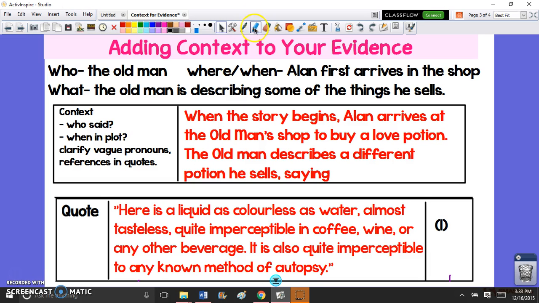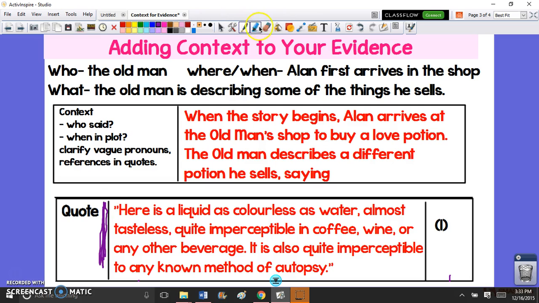So to give you an example, I'm going to go back to the story we read at the beginning of the year, The Chaser by John Collier. And the quote that I'm going to use is right here on the bottom of the slide. I took a quote from the first page of the story when the old man is describing the glove cleaner or the poison. He says, "Here is a liquid as colorless as water, almost tasteless, quite imperceptible in coffee, wine, or any other beverage. It is also quite imperceptible to any known method of autopsy."